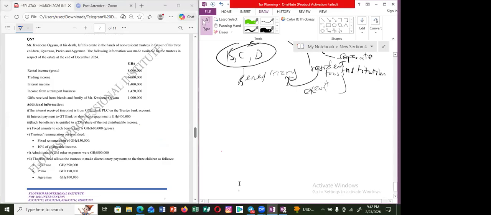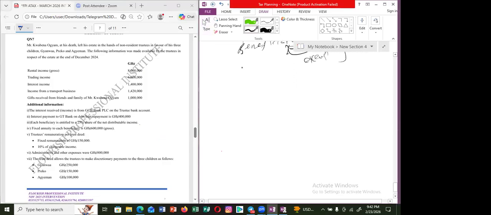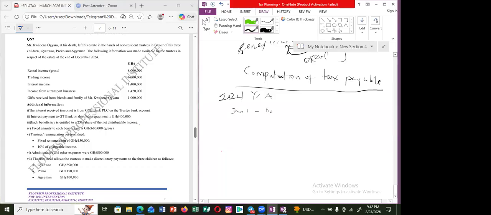So we have computation of the chargeable tax payable. Year of assessment, I really don't like writing it, but anyway. For the 2024 year of assessment, the basis period would be January 1st to December 31st, 2024. Right? So same approach. I'm even tempted to skip the business income tax question, but same approach.